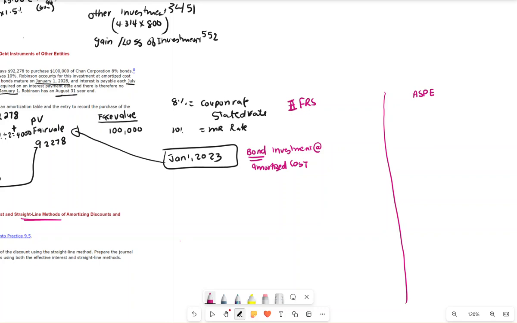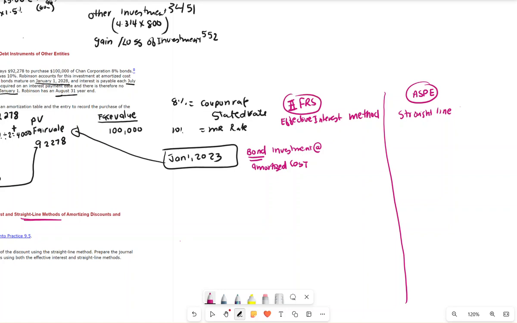If a company uses IFRS, they have to use the effective interest method to amortize their discount or premium. Under ASPE, we prefer to use the straight line method. So the same question can be answered both under IFRS and under ASPE.